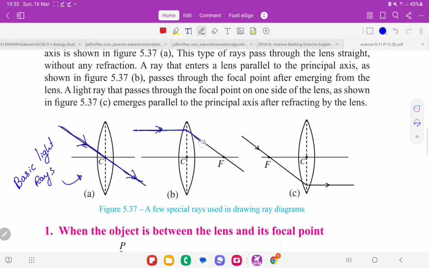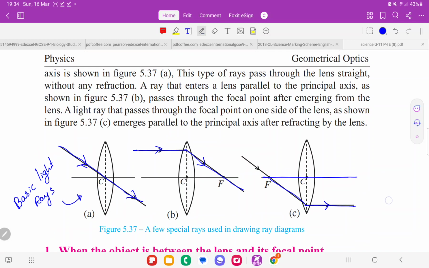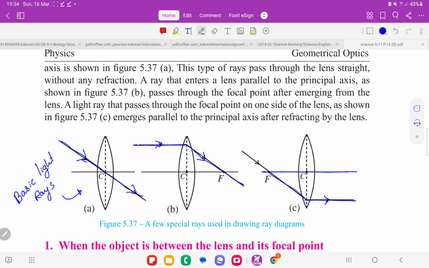So after the refraction, the refracted ray goes through the focal point, right? And the other one is the light ray that comes through the focal point and after the refraction goes parallel to the main axis. So this is not as complex as our mirrors, because for mirrors I think there are 5 basic light rays, but here only 3 basic light rays.